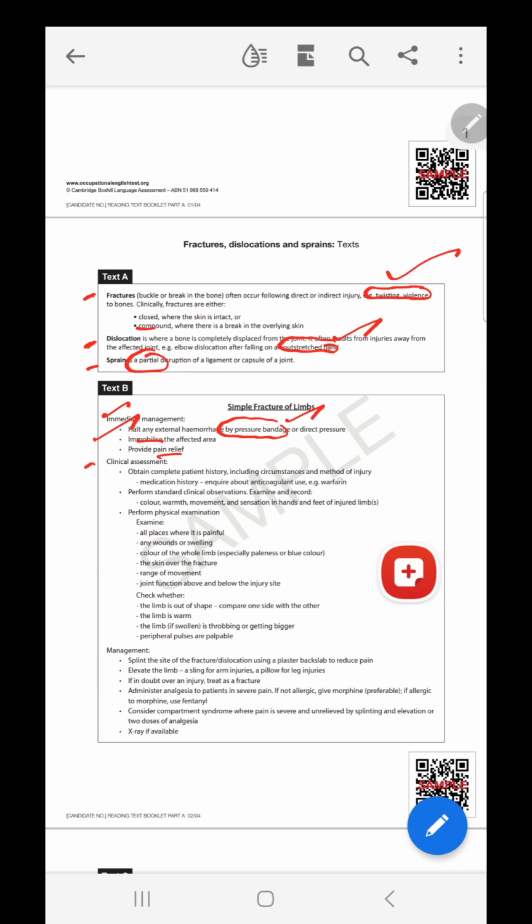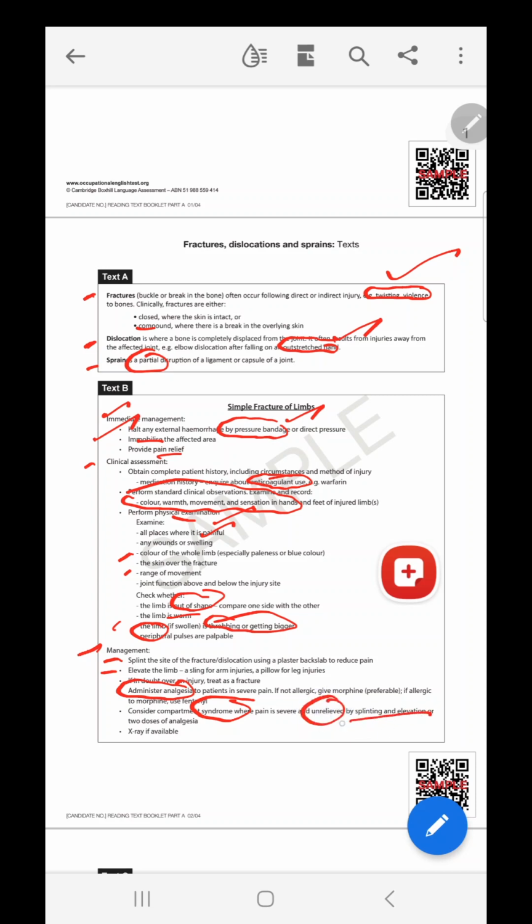In the clinical assessment, we'll just go quickly read it. Okay, anticoagulant, let's say warfarin, important. And these changes are important. Okay, physical examination, then we can see all places like painful, swelling. Okay, skin color and range of motion, quickly read it. Out of shape, warm, throbbing or getting bigger, peripheral. Then in the management part we have splinting, alleviation, administered analgesia, compartment syndrome maybe, unrelieved by splinting, x-ray. So just try to mark these words and try to remember as much as you can.